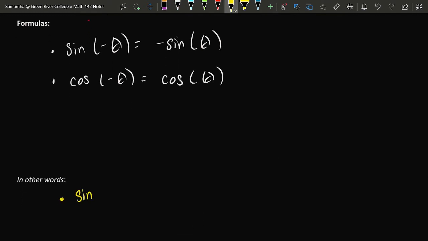We could say that sine is an odd function. Do you remember odd functions? Odd functions had this property that a horizontal flip, making the input negative, is equivalent to a vertical flip, which is making the outputs negative.